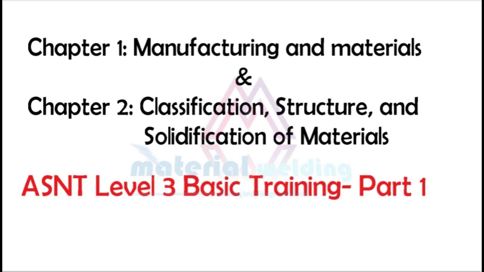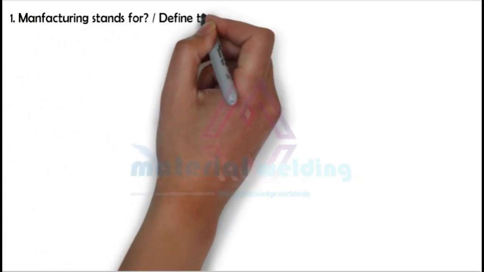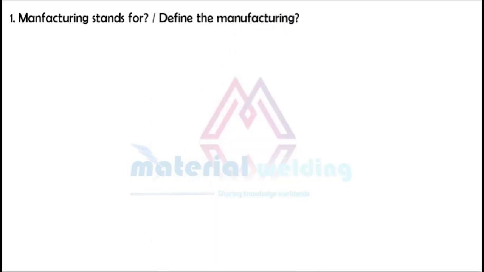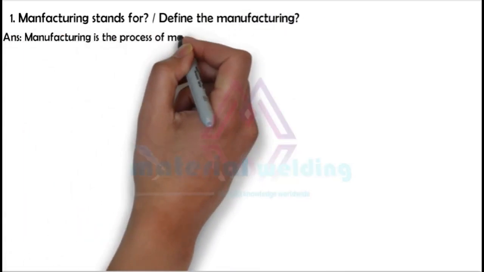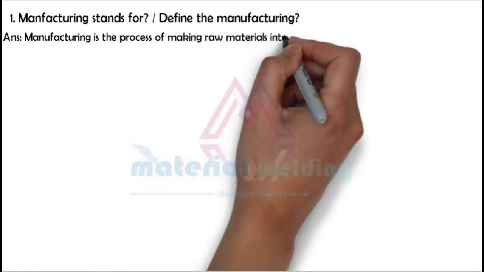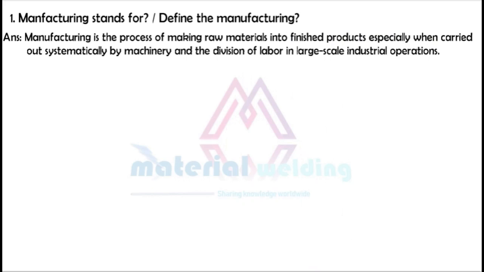Without any delay, let's start these notes. So first question is, what is manufacturing, or what does manufacturing stand for? Manufacturing is the process of making raw materials into finished products, especially when carried out systematically by machinery and the division of labor in large scale industrial operations.